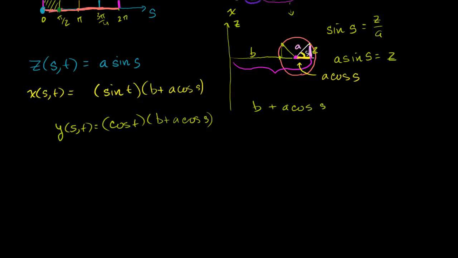Find a nice color, maybe pink. So let's say our position vector valued function is r. It's going to be a function of two parameters, s and t. And it's going to be equal to its x value. So I'll do this part first: b plus a cosine of s times sine of t. And that's going to go in the x direction, so we'll say that's times i.